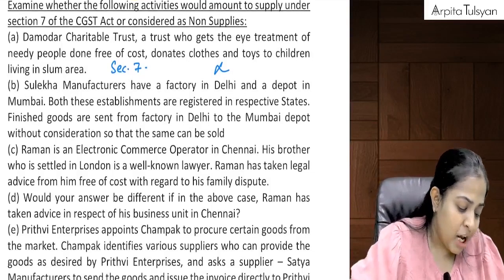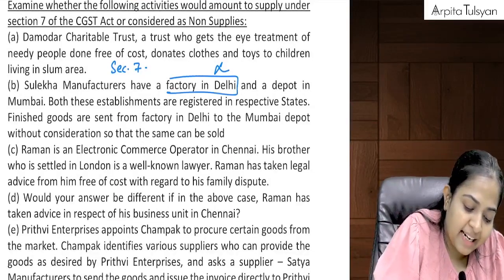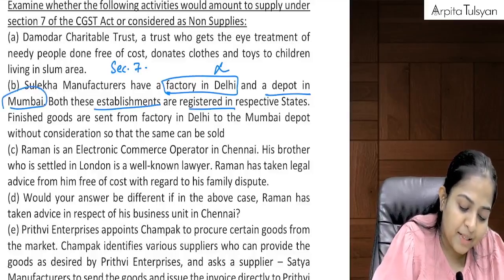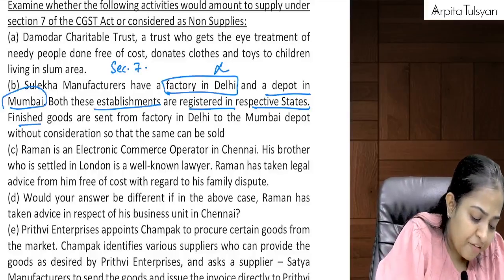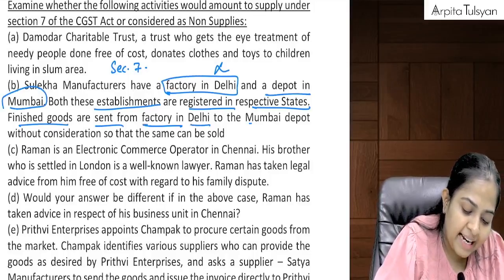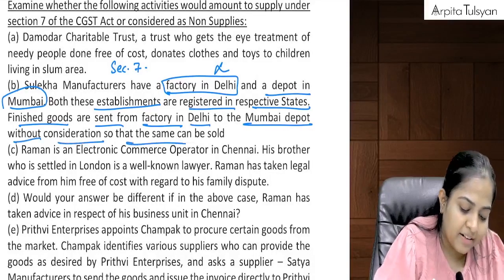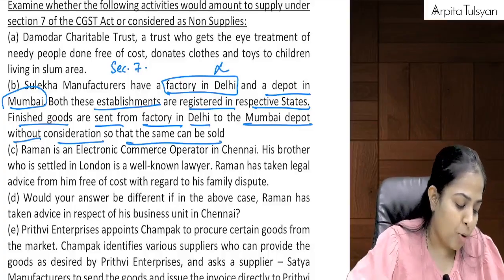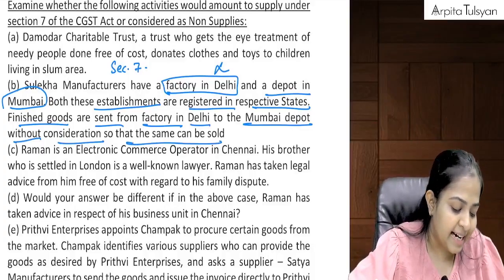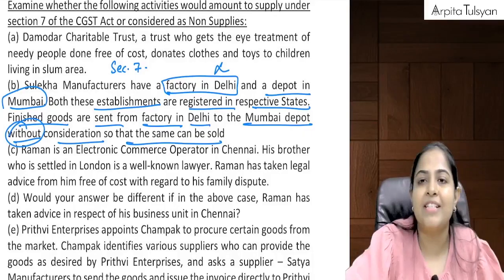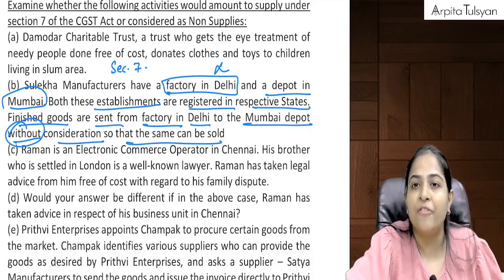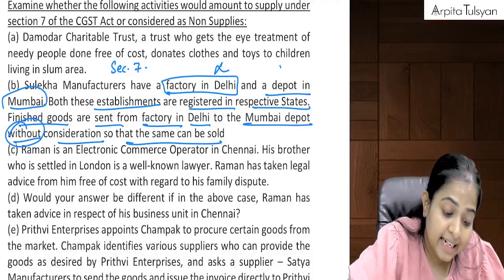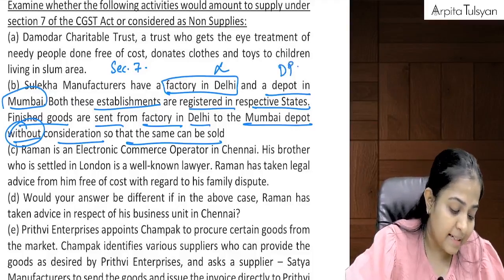Next one. Sulekha Manufacturers have a factory in Delhi and a depot in Mumbai. Both of these establishments are registered in their respective states. Finished goods are sent from the factory in Delhi to the Mumbai depot without consideration so that the same can be sold. So from Delhi to Mumbai we are sending the goods without consideration. Two different states are there, therefore two different GST registrations are there. So in this case they will be considered as distinct persons.